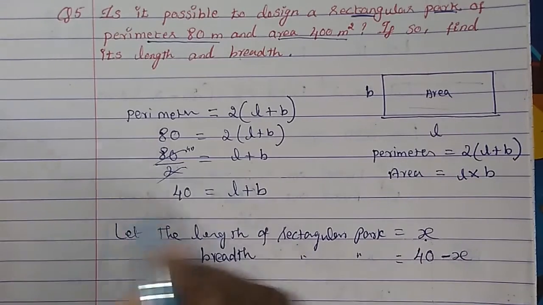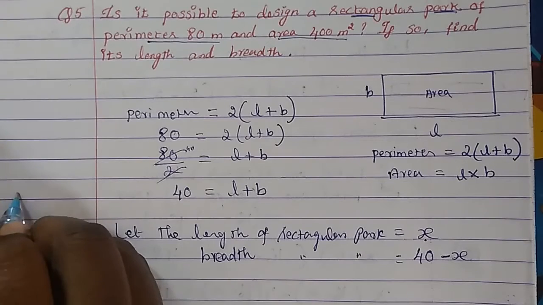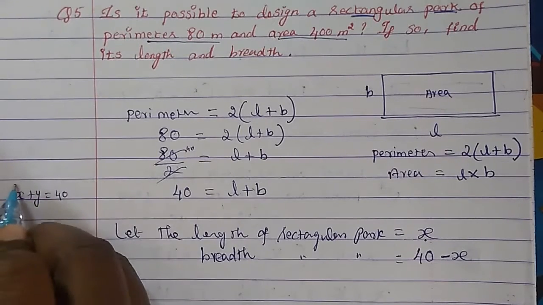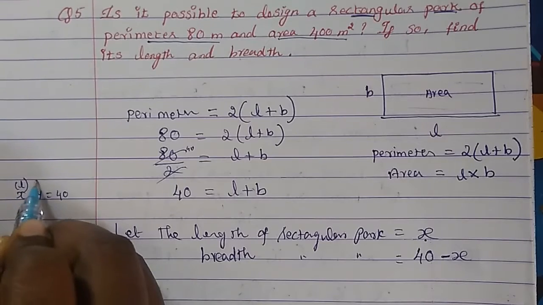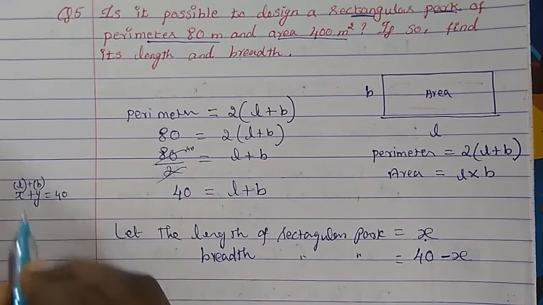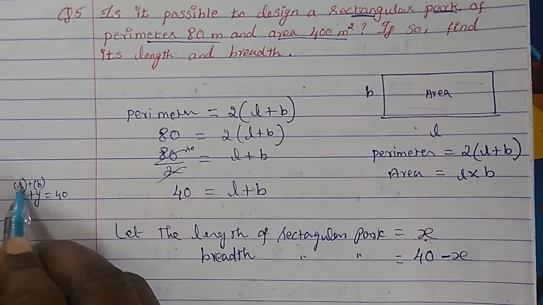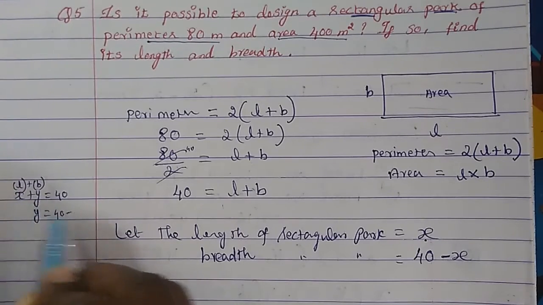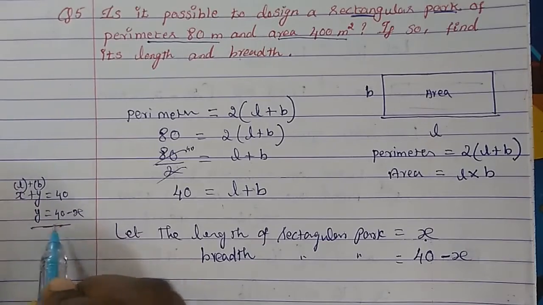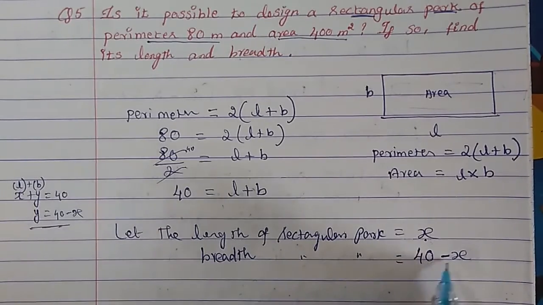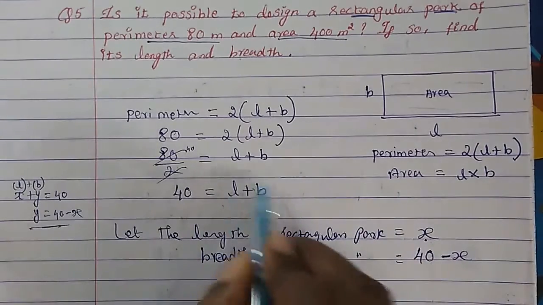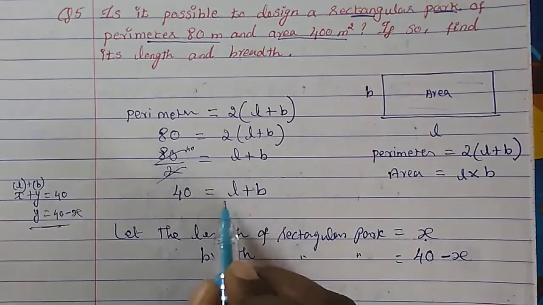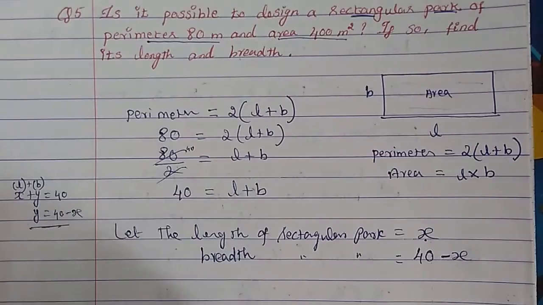See, for example, consider x plus y equal to 40. X is length, and y is breadth. So if length is x, then y will be 40 minus x. So that's why breadth is 40 minus x, because together it is 40. So length is x means breadth will be 40 minus length.